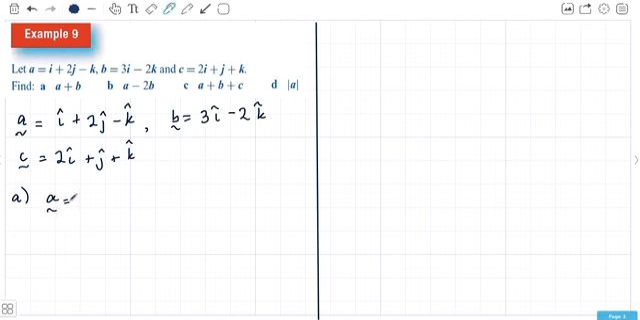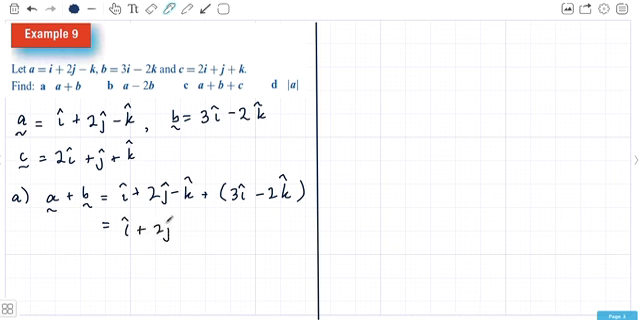So all I'm going to do is simply add A, which is this vector here, and then add B to that. I'm just going to use a bracket around it. It's just good practice to use brackets when you're adding and subtracting vectors. With adding it won't matter, but with subtracting it will, because you'll have to remember that you need to negate everything that's inside the bracket.